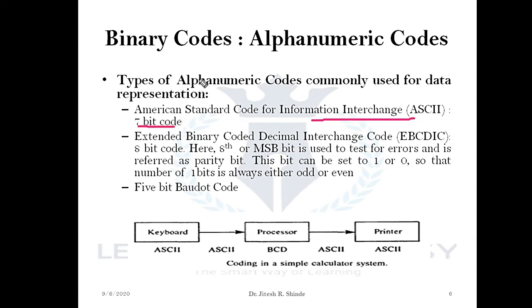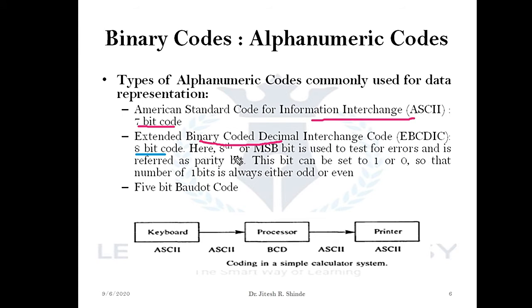Another type of alphanumeric code is Extended Binary Coded Decimal Interchange Code, EBCDIC. It is an 8-bit code. ASCII is a 7-bit code. EBCDIC, Extended Binary Coded Decimal Interchange Code, is an 8-bit code.